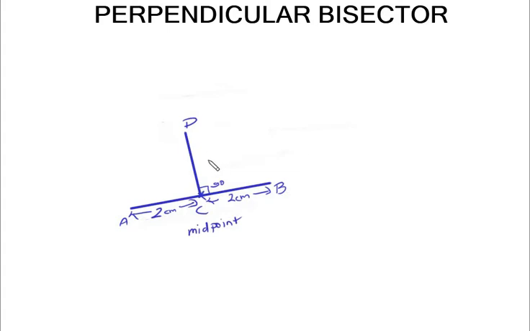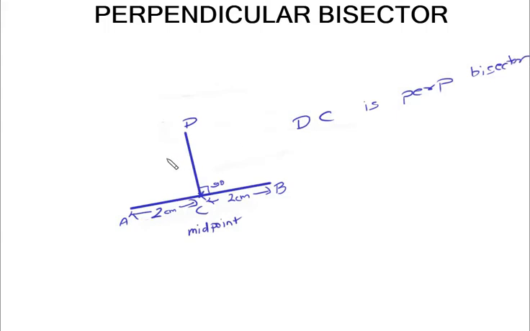So we call this line perpendicular bisector. Perpendicular because it is perpendicular to AB, and bisector because it's cutting line AB exactly in between. So line DC is perpendicular bisector.